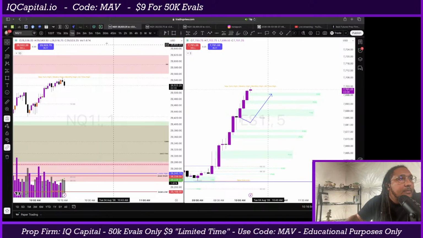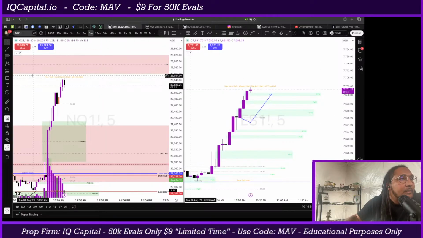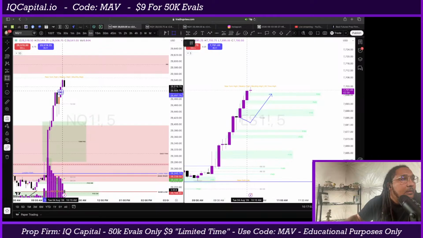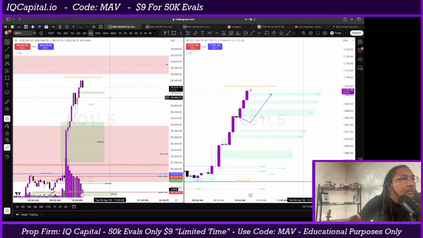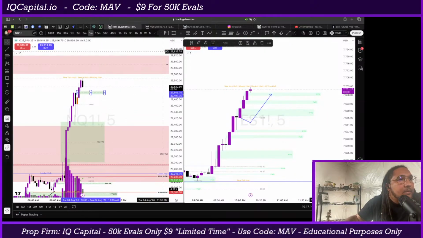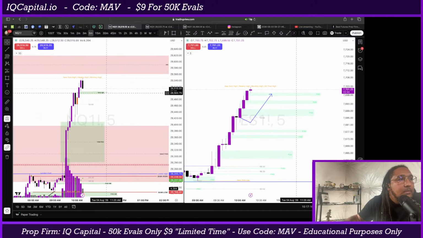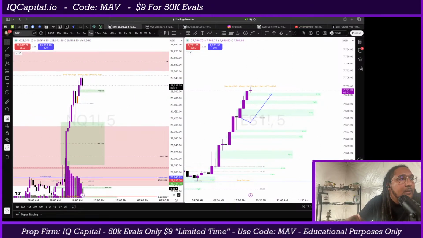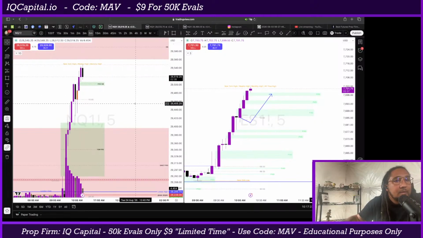This is the 5 minute over here. Let's see the 5 minute. We do have a 5 minute gap. There's a small 5 minute gap here on NQ. So we pull down into this gap, kind of sweep this wick here before heading higher.